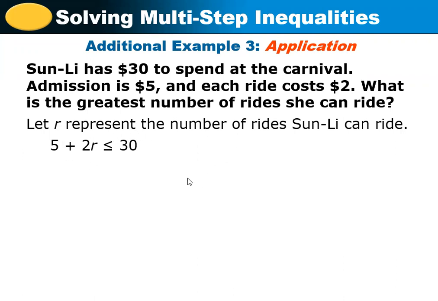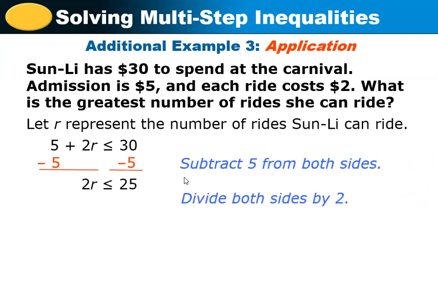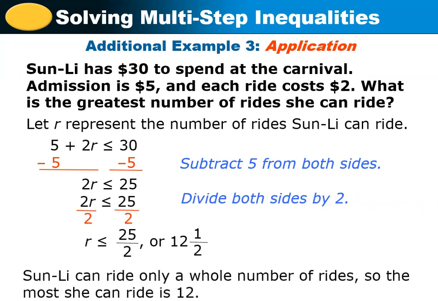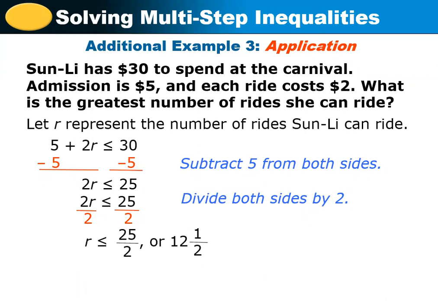Let R represent the number of rides Sunli can ride, and then we will solve it as a normal inequality: add the additive inverse, and then 2R less than 25, so R less than 12 and a half. Then Sunli can ride only a whole number, because I can't say I'm going to ride 12 and a half. The maximum number she can ride is only 12. I can't say 13 in this case. Nothing called riding 12 and a half. In this case, the maximum number which she can ride is 12.